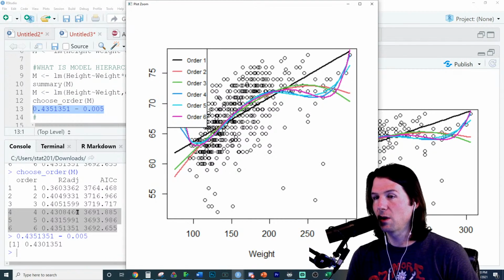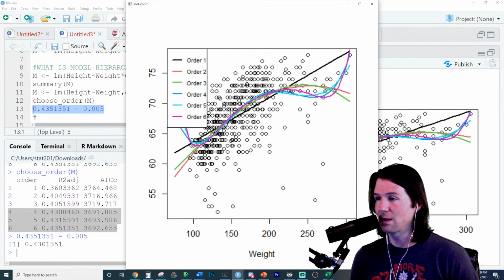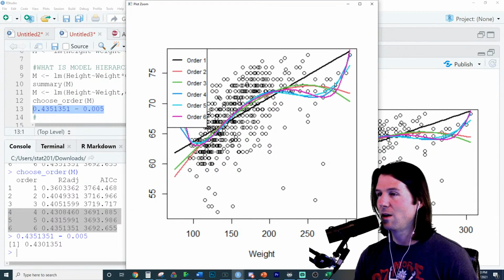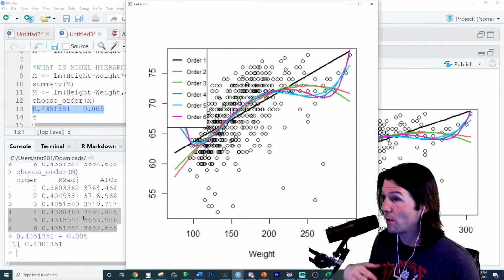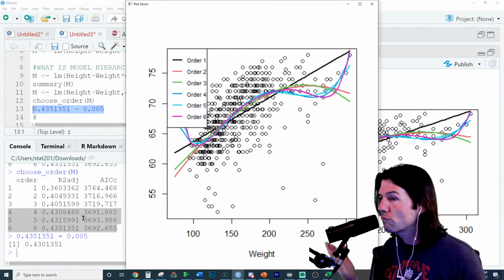But it looks like the addition of the 4th, 5th, or the 5th and 6th bends in the polynomial, because it gives additional bends, aren't really adding much. Like, they're not really helping. And that's why we're saying, well, the 4th degree polynomial is probably good enough. Does that make sense? Like, the 4th degree polynomial, good enough.